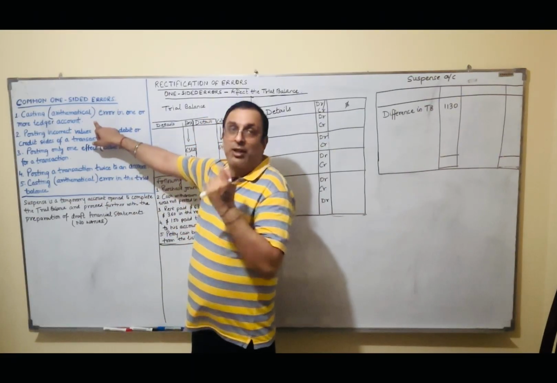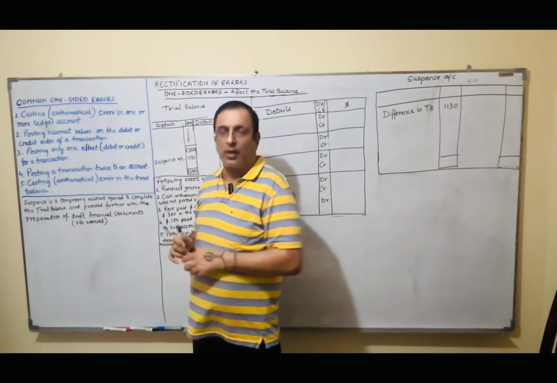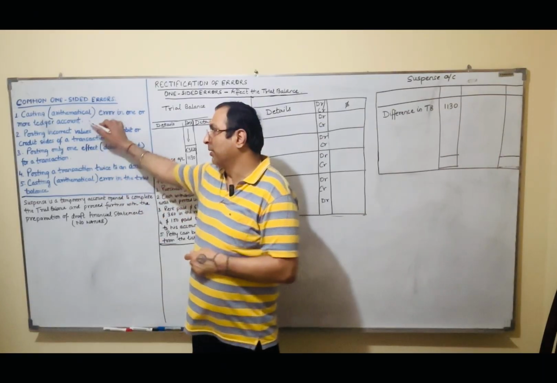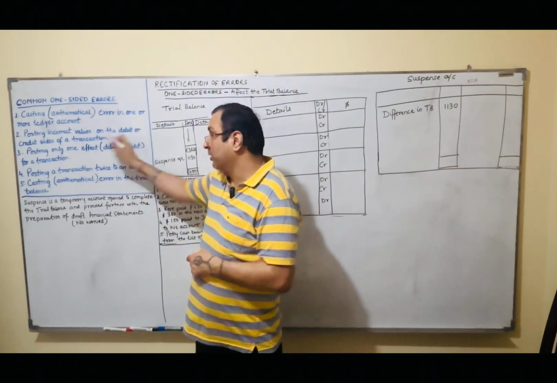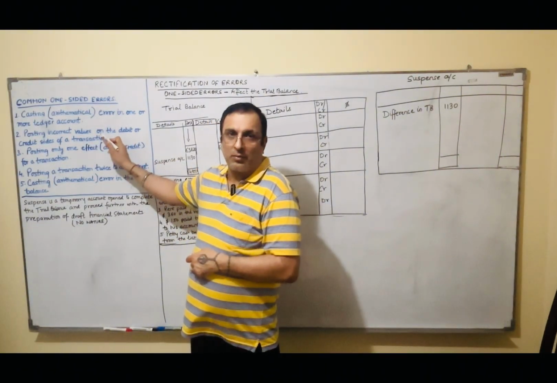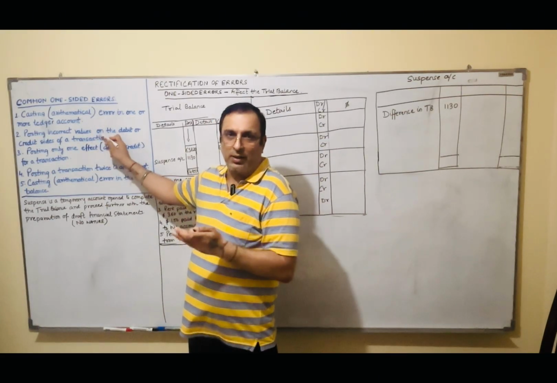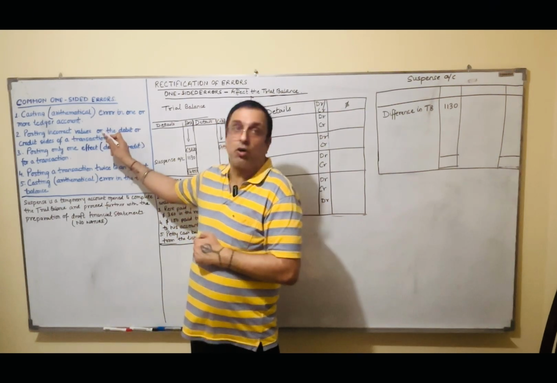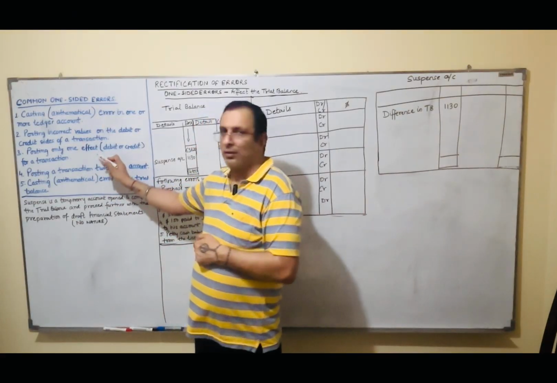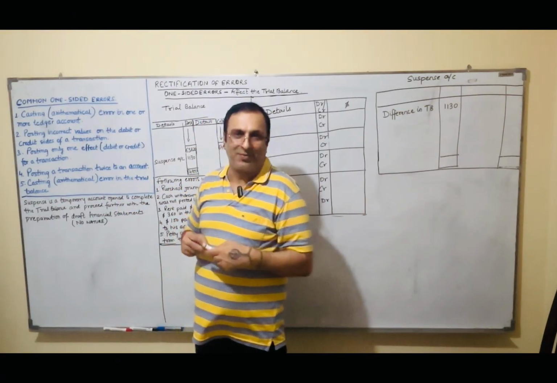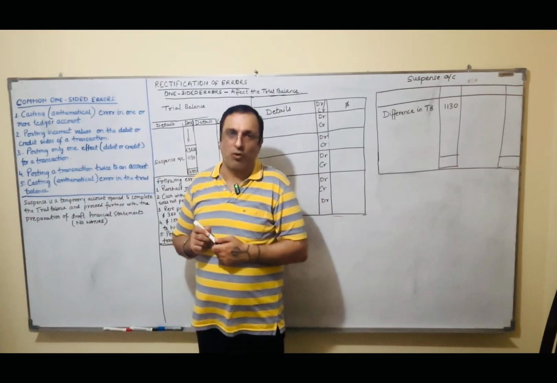Casting, which is a mathematical, arithmetical error in one or more ledger accounts. If we make any calculation mistakes in ledger accounts, right? Posting incorrect values on the debit or credit sides of a transaction. When I was recording my transactions, one side was correct, the other side was wrong. I posted the wrong amount. I recorded the wrong amount by mistake. Posting only one effect. I forgot to post one effect. Either I recorded only debit or only credit. I forgot to record the other aspect.